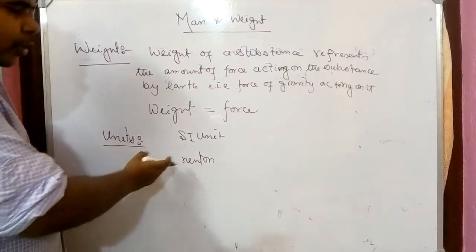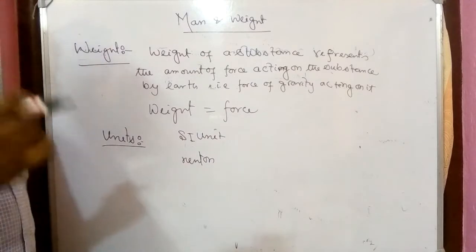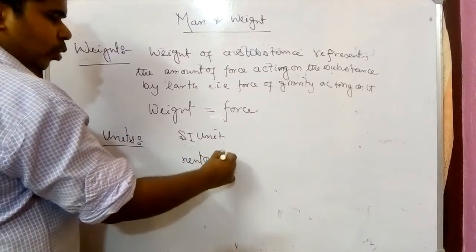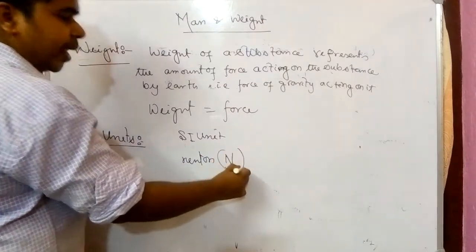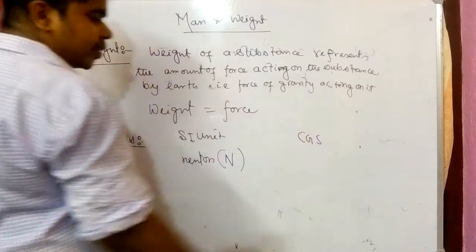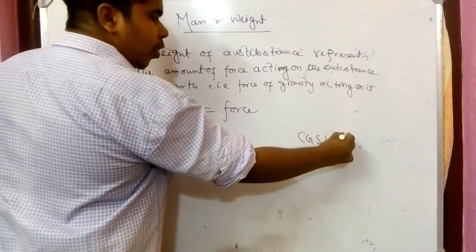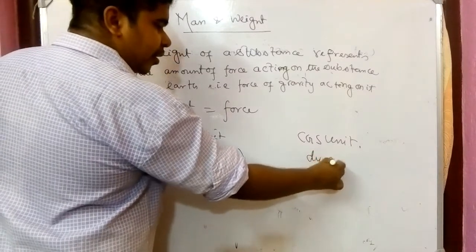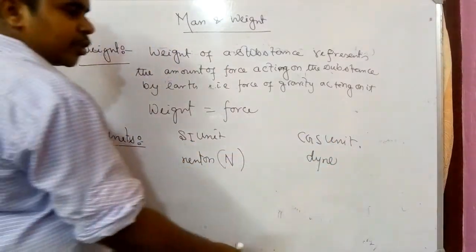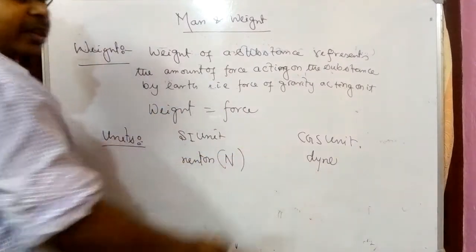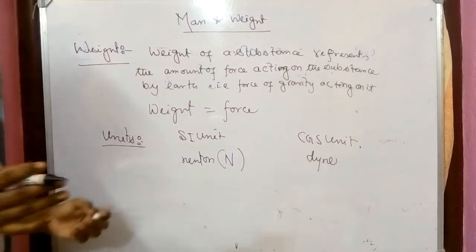But if I want to mention Newton as a unit, the symbol is denoted by capital N. What is the CGS unit of it? There is a CGS unit also of weight, and this unit is dyne. That is written in small letters, and here no symbol is there. We have to write dyne only, no capital D or anything.